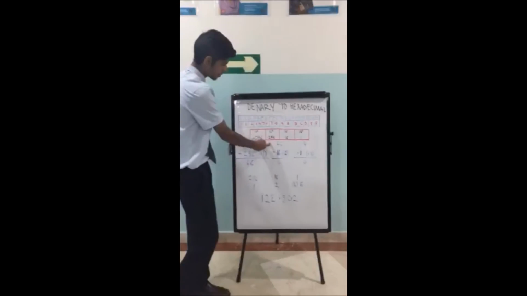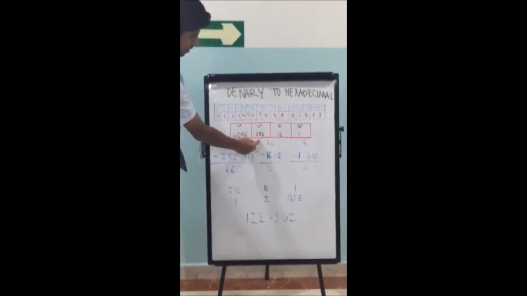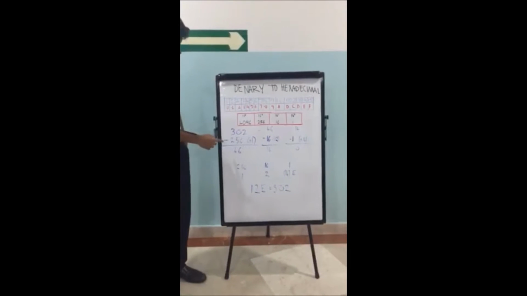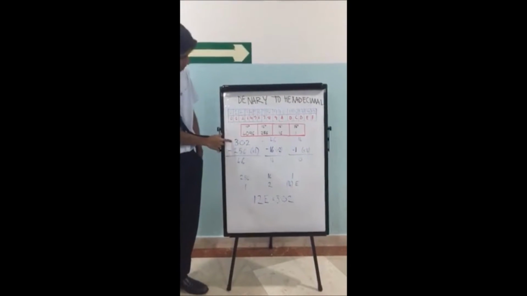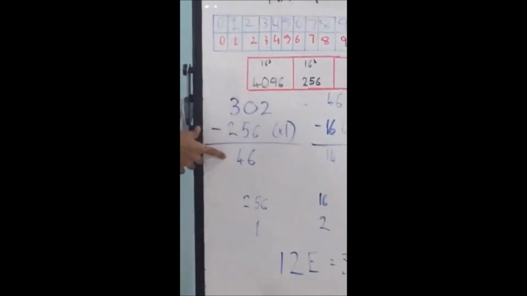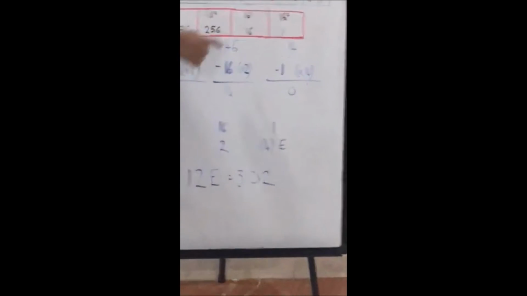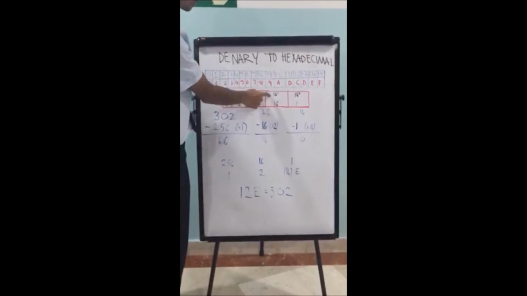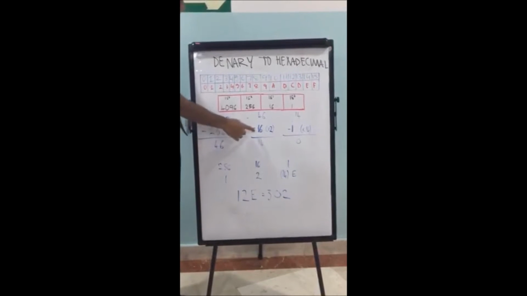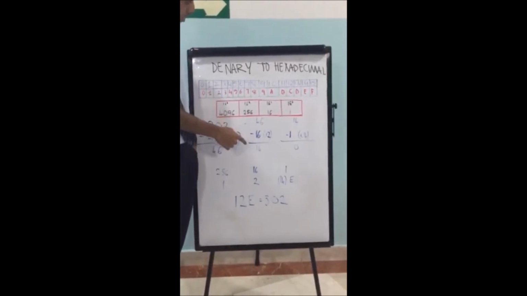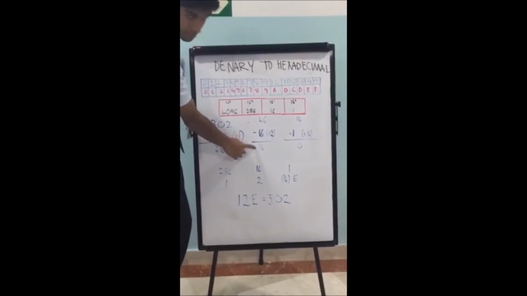So then we go to the third column in hex, and that's the value of 16 squared, which is 256. And we see how many times 256 goes into 302. And it only goes once, and we have 46 left. So then we take 46 and we go to the next column of hex, and that's in multiples of 16. And 16 goes in twice. 16 times 2 is 32. 46 minus 32 is left with 14.